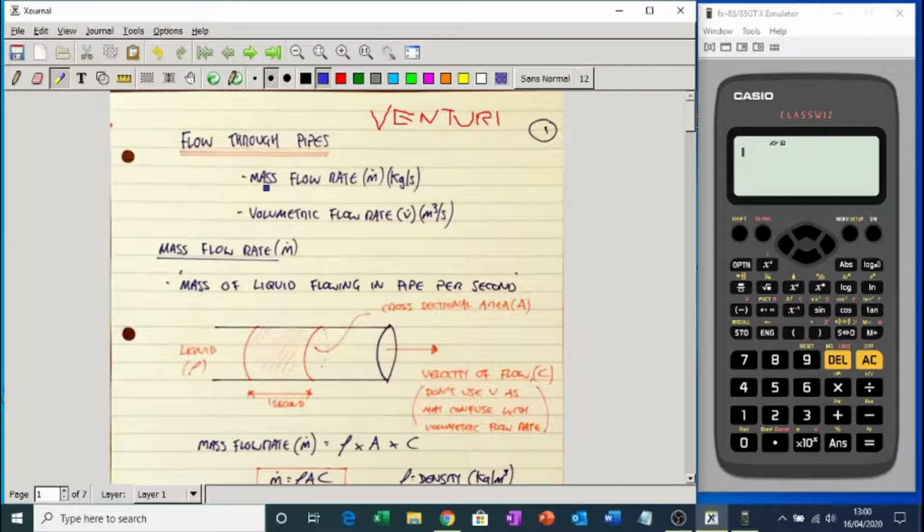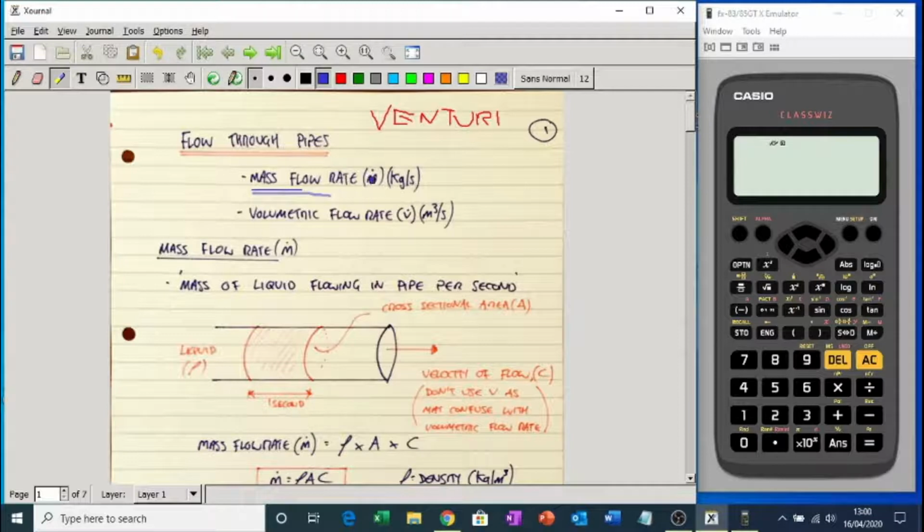There's a couple of things we look at. One thing is called mass flow rate, and all mass flow rate is how many kilograms per second, because mass is measured in kilograms and is per second because that's a unit of time. So it's mass flow rate per second.